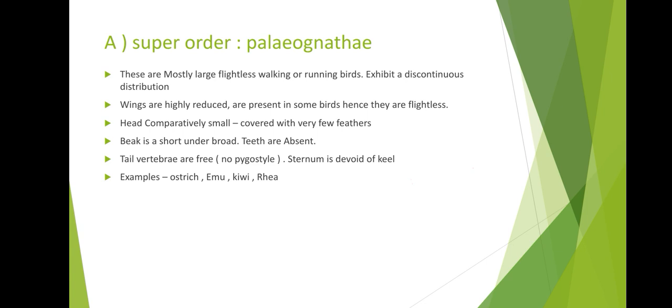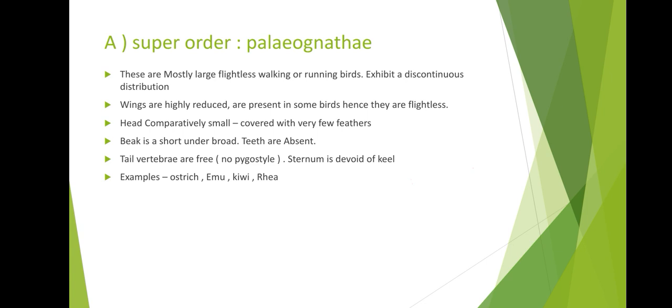They are not distributed all over the world, but are present in some regions, some countries of the earth. Wings are highly reduced or absent in some birds, hence they are flightless. They have a large body, and the head is comparatively small, covered with very few feathers. The beak is short and broad.